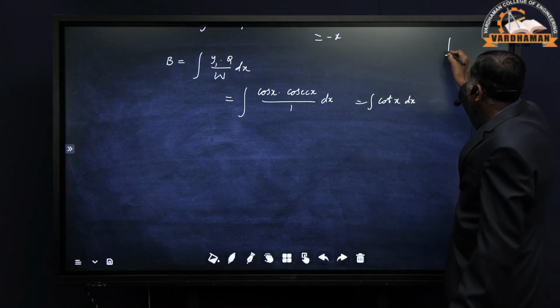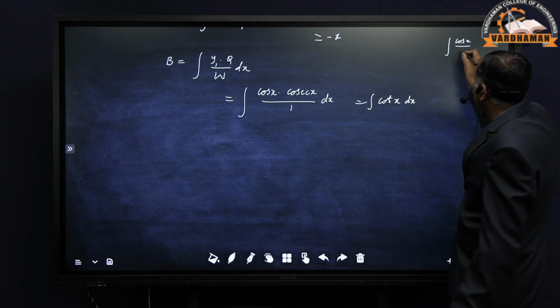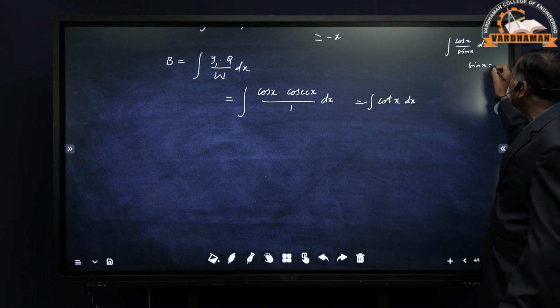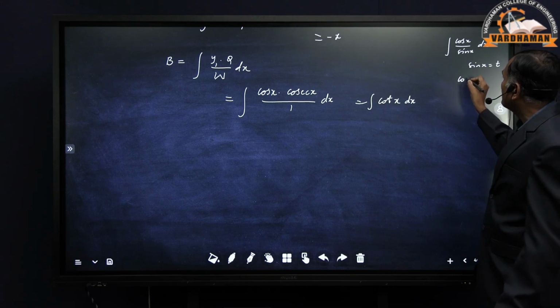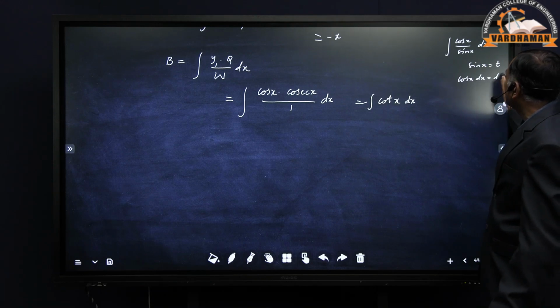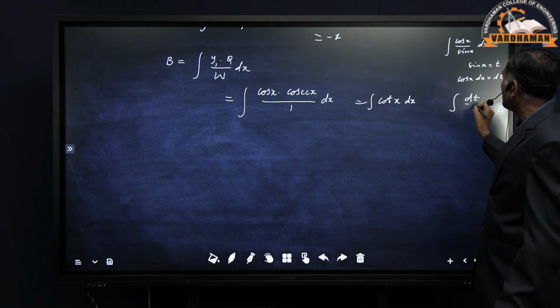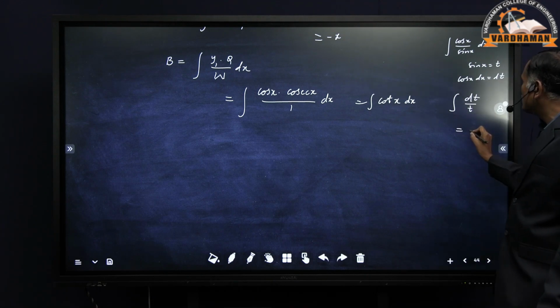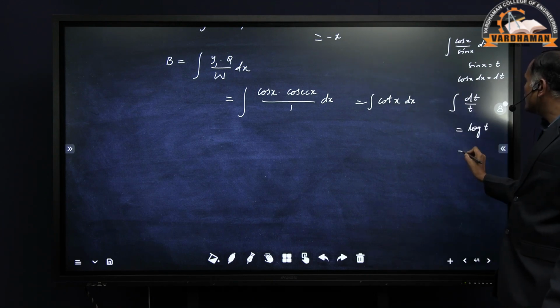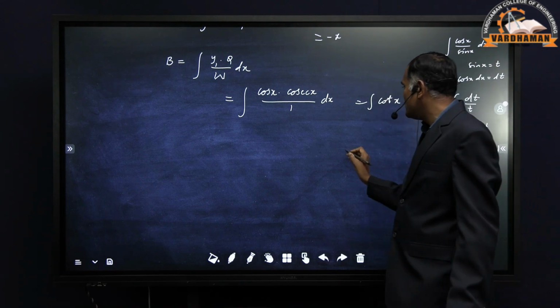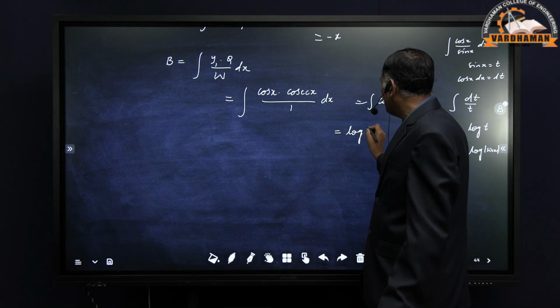Now the integration of cot x. What is the integration of cot x? This can be written as cos x by sin x. If you know the formula, you can write directly. Otherwise, you can do like this. Let us take sin x is equal to some t. Now differentiate this one, you will get cos x dx as dt. So in place of cos x dx, replace with dt. You will get dt by t. Integration of 1 by t is nothing but log t. So this is nothing but log of sin x, since t is nothing but sin x. This is the integration of cot x.